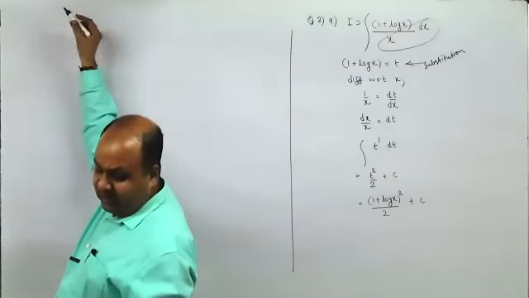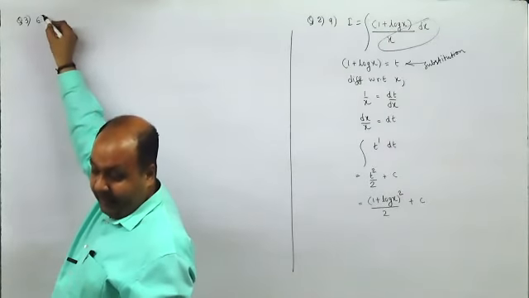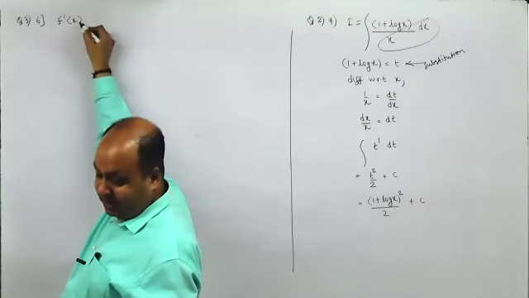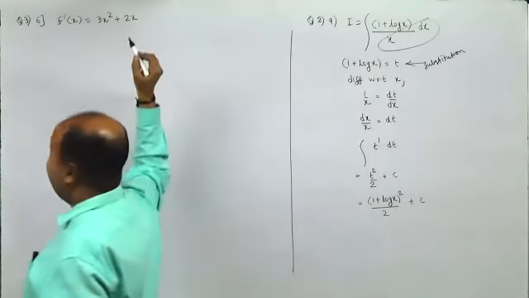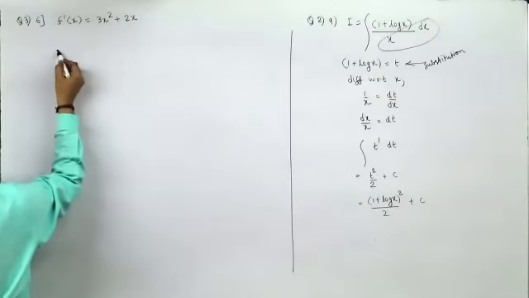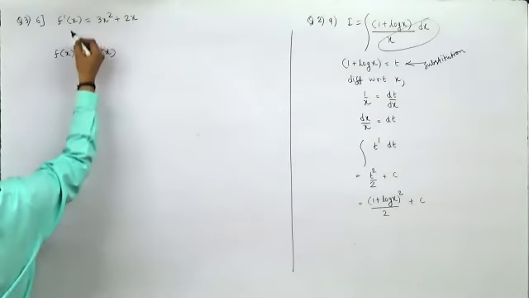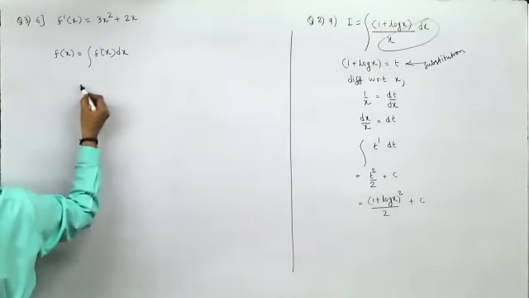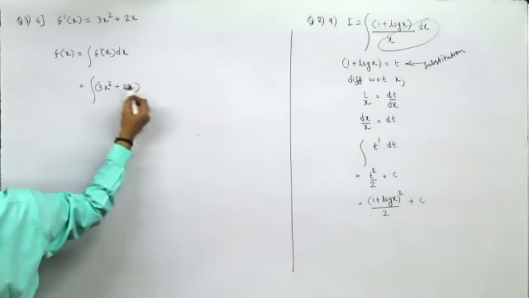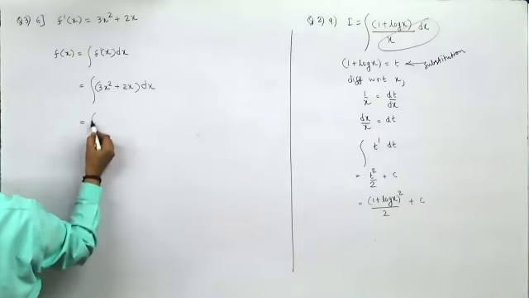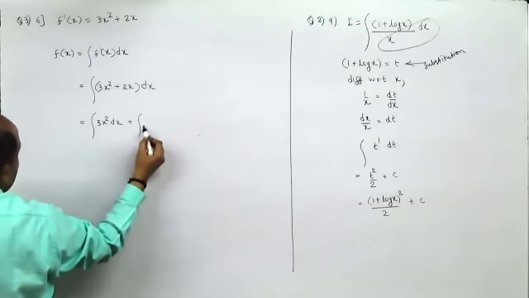Similarly, come to question number 3, the sixth part. f dash x is 3x square plus 2x, and they have asked you to find f of x. Now this is f dash x, so f of x is the integration of f dash x, because the derivative of f of x is this. Now integration of f dash x means that it is the integral of (3x square plus 2x) dx. So it is 3x square dx plus 2x dx.